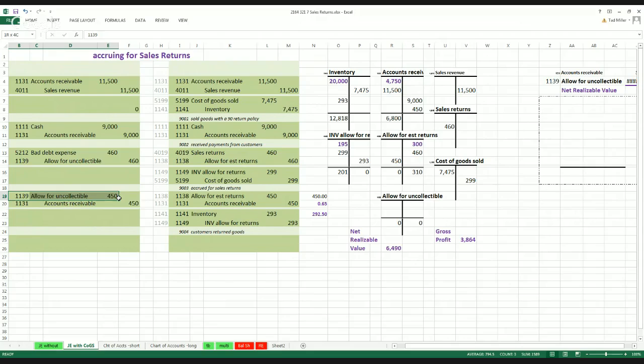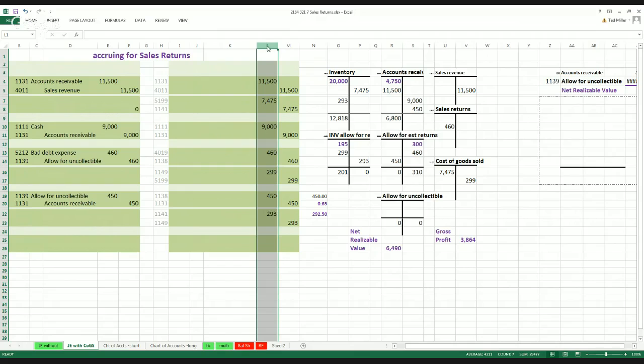When I actually write a customer off, when I read they go bankrupt and write them off, that journal entry has no effect on net income. In fact, it has no effect on the net realizable value of accounts receivable because it's accounts receivable and its contra account, an allowance account. So the process for sales returns is very similar. And so I always start with that.